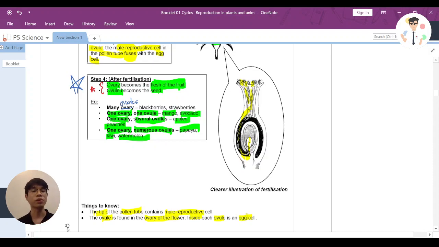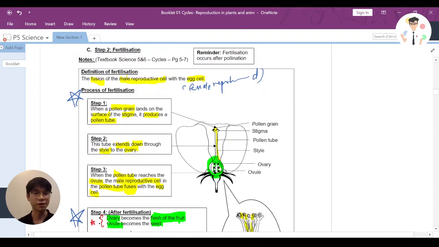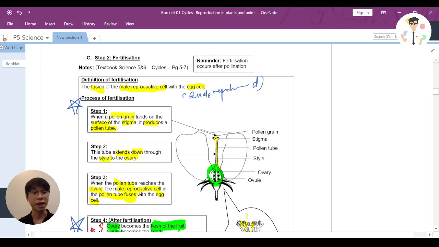So that is basically it for this part, fertilization. Reminder again, fertilization occurs after pollination. Only when the pollen grain lands on the stigma does the process continue, and then fertilization occurs.